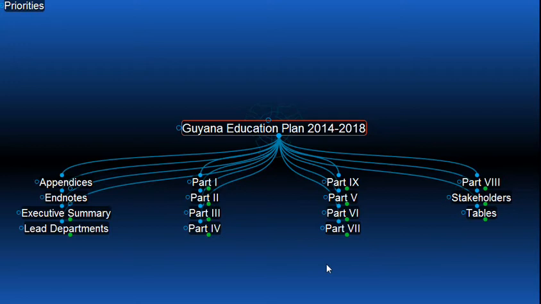So I'll walk you through each major component so that you can get a good idea, an overview, or what is sometimes called a helicopter view of the Guyana Education Plan, a big picture perspective of the education plan. This is important for high-level decision makers because they are faced with what is called information overload.